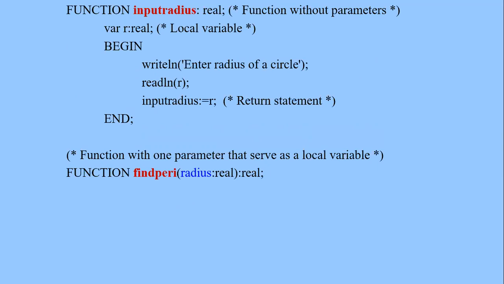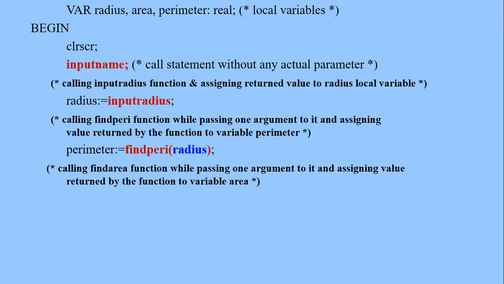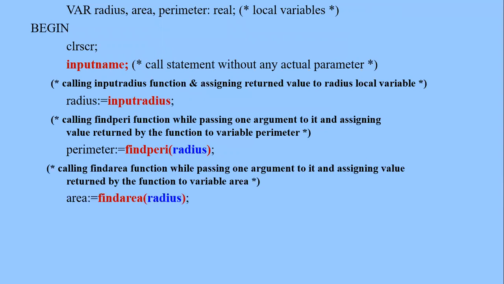So the value which has been sent from the main program will be brought here and received under radius, as real. Then the program will compute perimeter and send the value back through the name of the function, as real, to the caller, to the main program. And our main program will now be at this point. So the value returned by the find peri function will be assigned to the memory location called perimeter. Then it will move on to this other call statement.